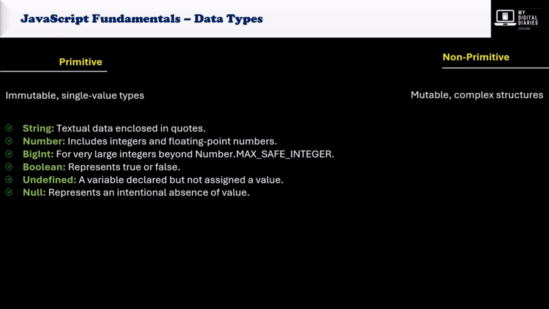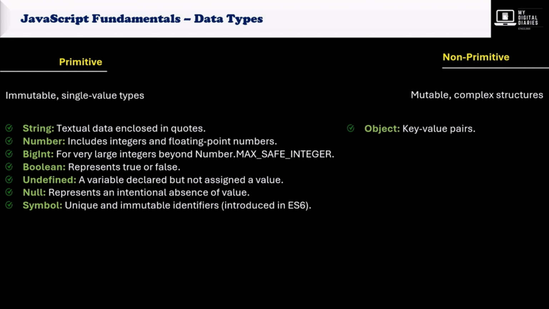Then you have null. Null means an intentional absence of value. If there is no value, then it's null, and that is the intentional one. Then in ES6 something called symbol was introduced, which is a unique and immutable identifier. It is used as a unique key. So symbol is introduced in ES6.